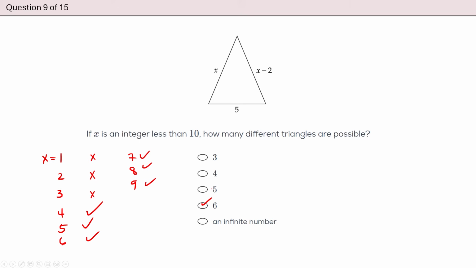Now, if we want to solve this algebraically, we know the sum of two sides has to be greater than 5, right? So we say, okay, x plus x minus 2, we get 2x minus 2 has to be greater than 5, which means that 2x has to be greater than 7. If we divide both sides by 2, x has to be greater than 3.5. Now, of course, there are an infinite number of numbers that are greater than 3.5, but there are some restrictions here. First of all, x has to be an integer, and it has to be less than 10. So that only allows for 4, 5, 6, 7, 8, 9, which is 6. So the correct answer is D.